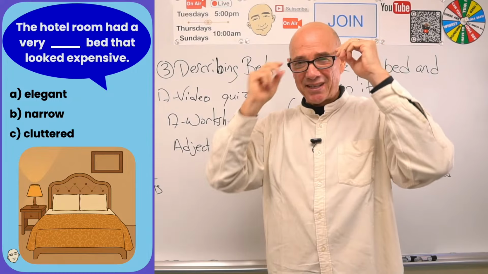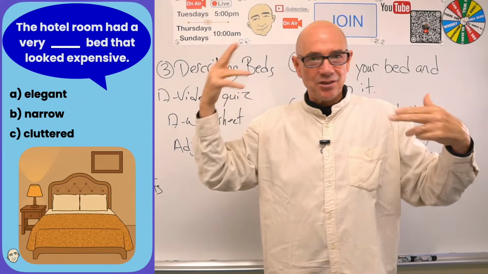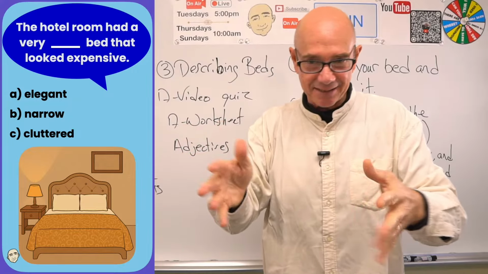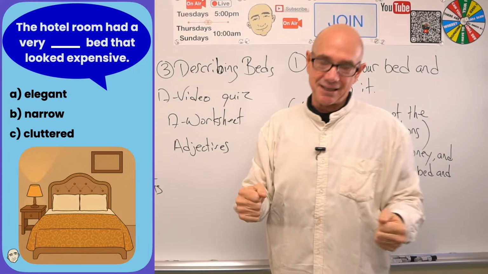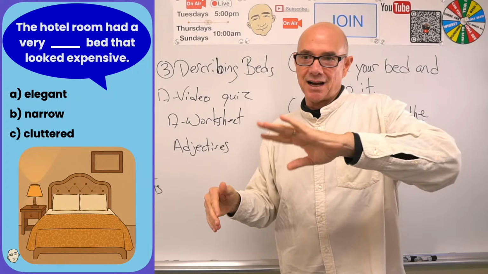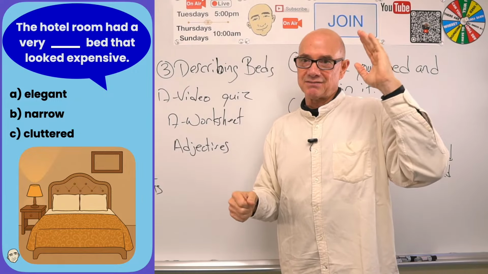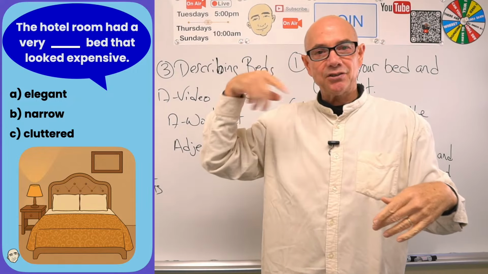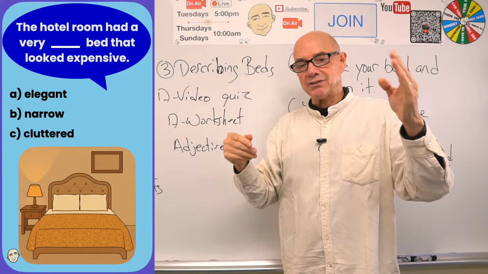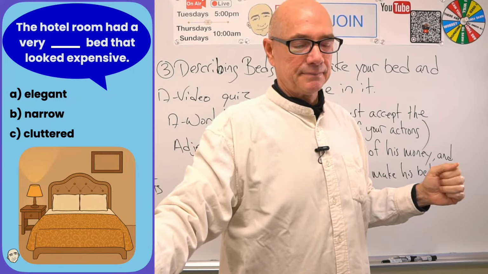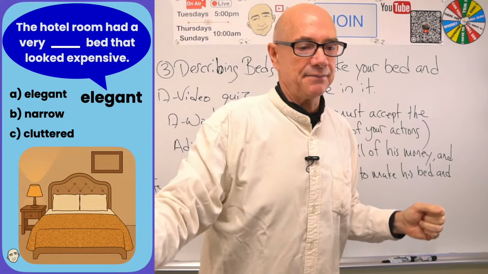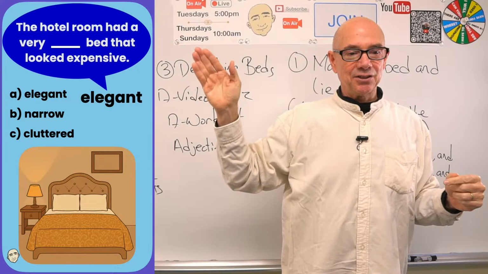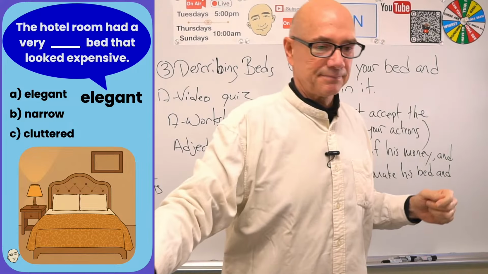Or if it's a cheap hotel, it's not very expensive. You already have an idea how the room's going to be. It's going to be very simple. Bed, desk, maybe that's it. A dresser. And maybe no view, or the view's not going to be very good because it's cheap. Yeah, elegant fits this sentence. The hotel room had a very elegant bed that looked expensive. Good. Next.